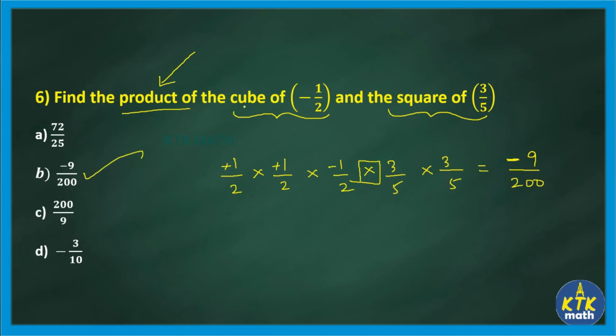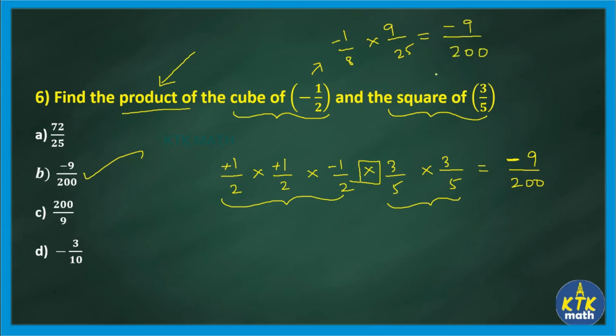So read the question properly and then simplify one by one. We are asking first cube, and then square, and then we are going to product. Product means multiply. In this sum, you can do it in the same way, or you can directly write this as minus 1 by 8, because we know that cube of 2 is 8, and then square of this number you can write it as 9 by 25.